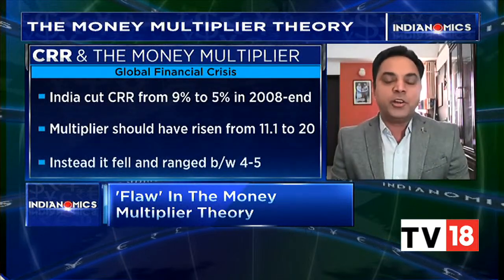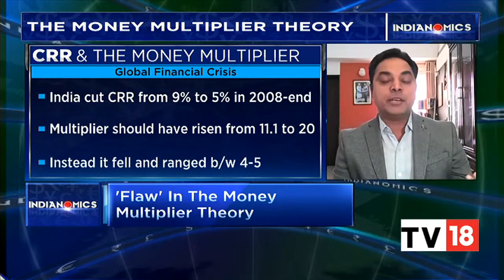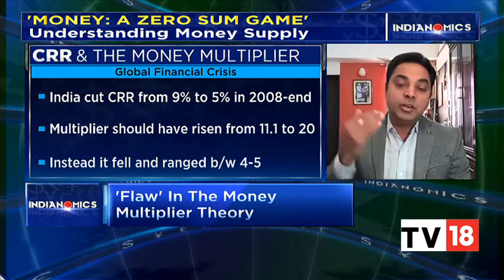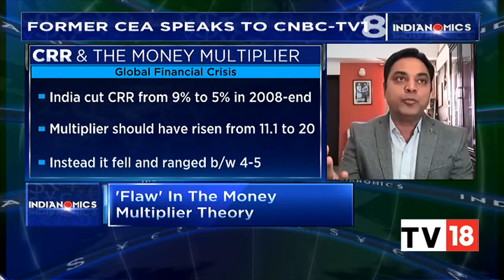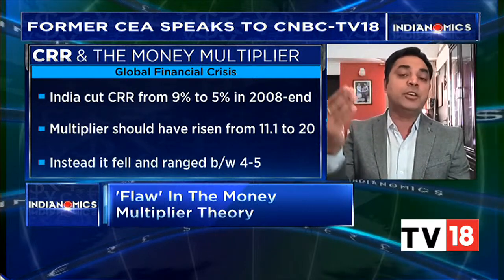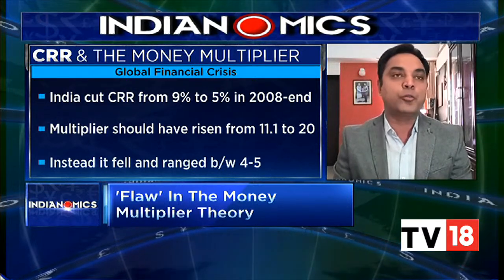So what would monetary theory tell us? That money multiplier should basically increase from about 11, which is the reciprocal of 9%, to 20. And yet what you find was during that period, money multiplier was nowhere close to either 11 or 20. It ranged between 4 to 5.